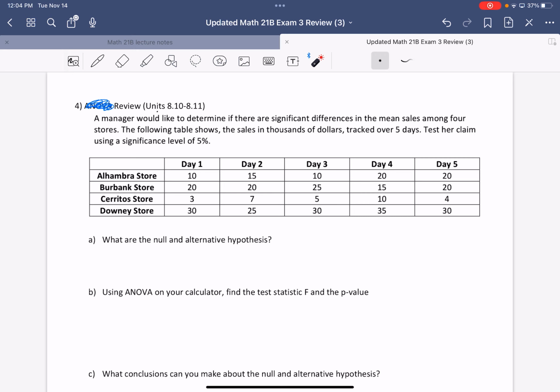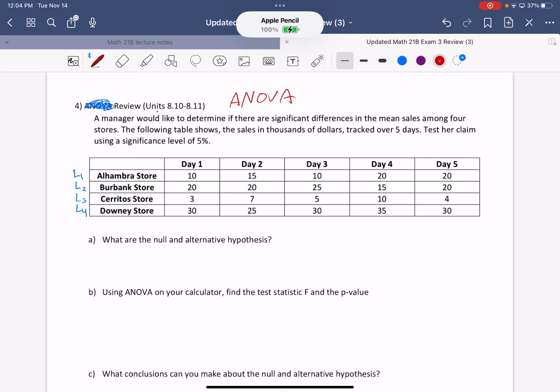So it'll be chi-square for independence? No. There's only one case in which we have quantitative data, which is here, ANOVA. This is quantitative data, so it has to be ANOVA, because we're dealing with the amount of money. All right, so let me pause the recording.